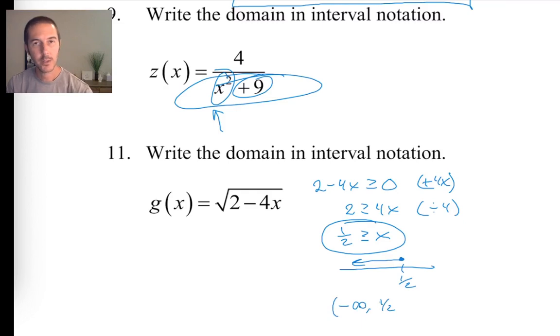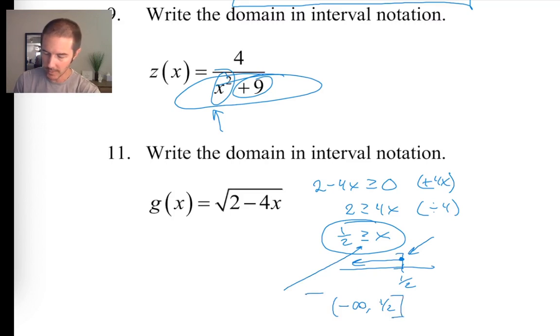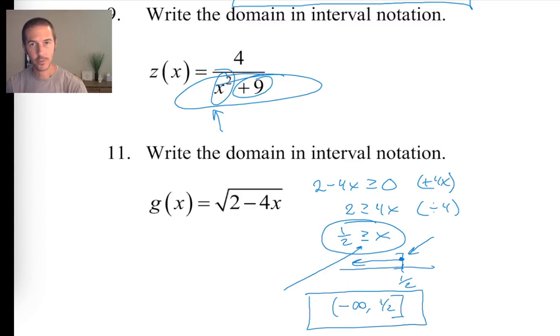And are we including the value of 1/2 in our domain? We are, because this closed circle was the result of having an or equal to sign here, which means we could have used a square bracket, which means for sure we're going to use a square bracket in interval notation. That, ladies and gentlemen, is your domain.